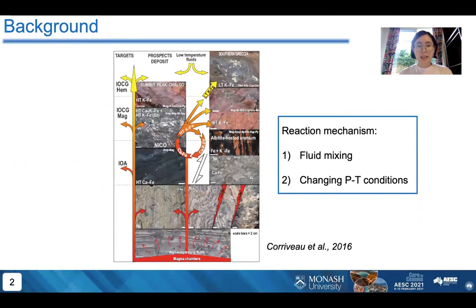Large-scale sodic and potassic alterations are always associated with IOCG deposits, and this deep sodic and shallow potassic alteration zonation is explained as either reflecting fluid mixing, when original hydrothermal fluids go upward and mix with external fluids that are enriched in potassium, or changing PT conditions, as deep sodic forms at higher temperature than shallow potassic alteration.